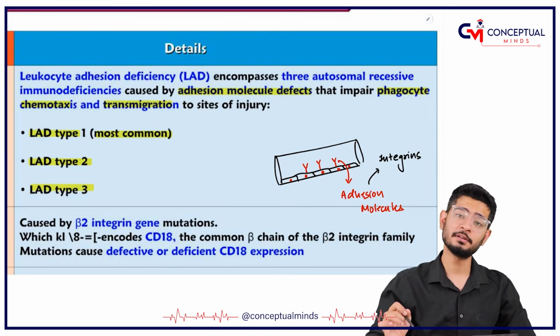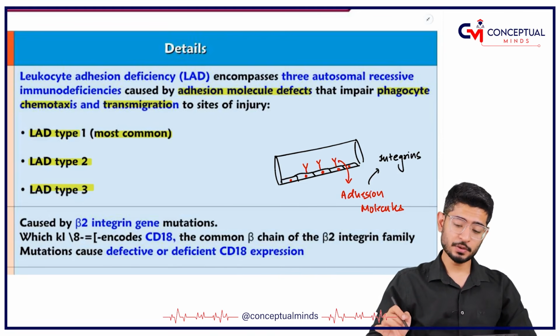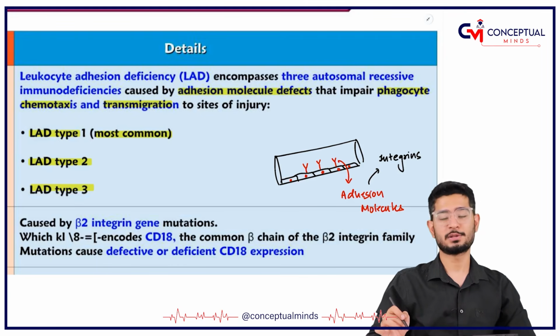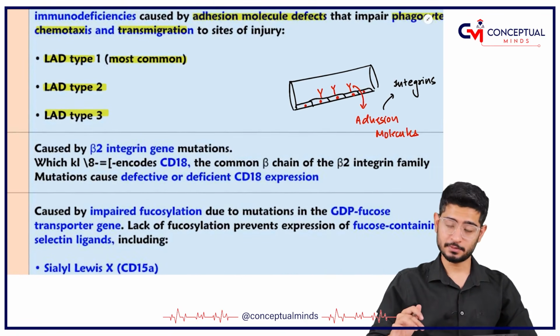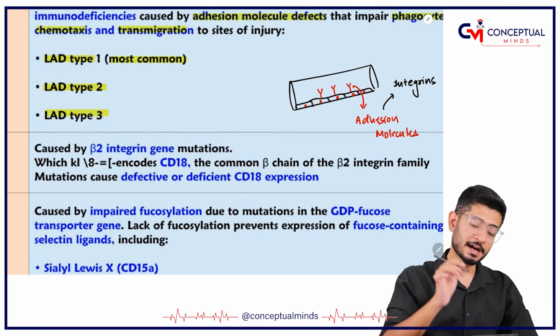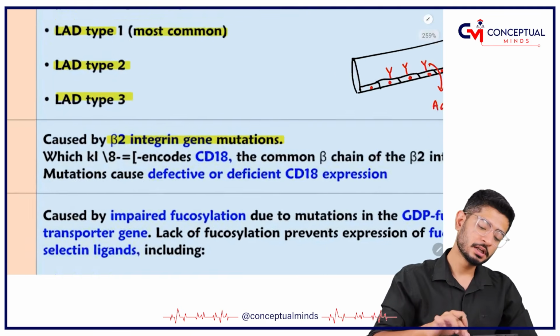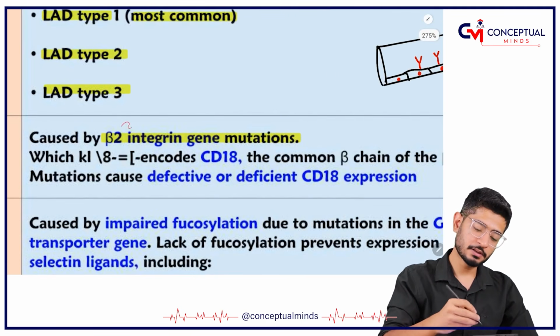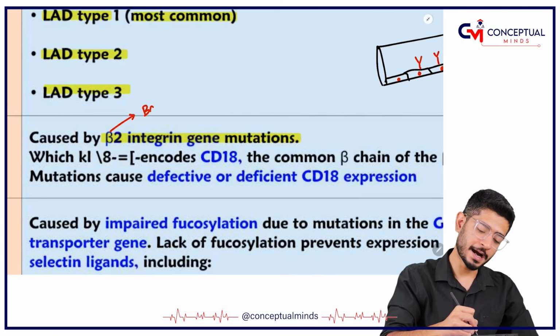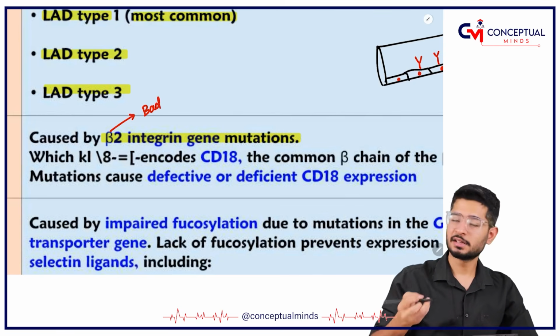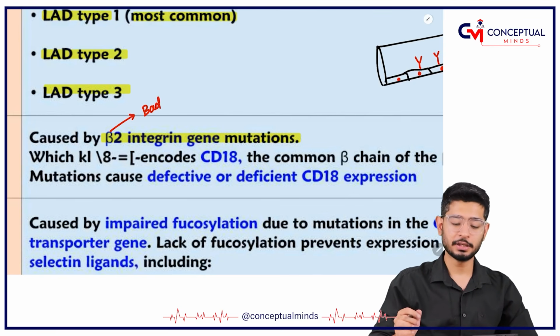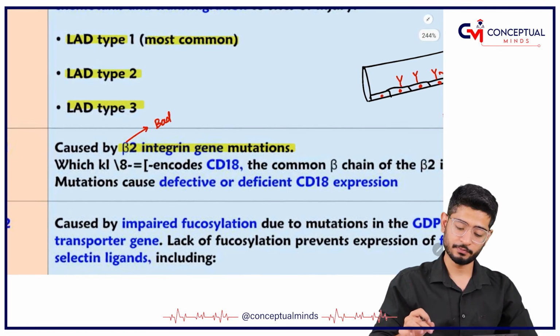But what is happening? The issue is that there is no adhesion molecule, so there will be no chemotaxis, no transmigration, nothing is going to happen. So why does this happen? I've told you that integrins are defective, so there is a beta 2 integrin gene mutation. Just to make you remember this, remember B, beta, B bad, so it's a bad thing that integrins are defective. So beta 2 integrin is a gene mutation.